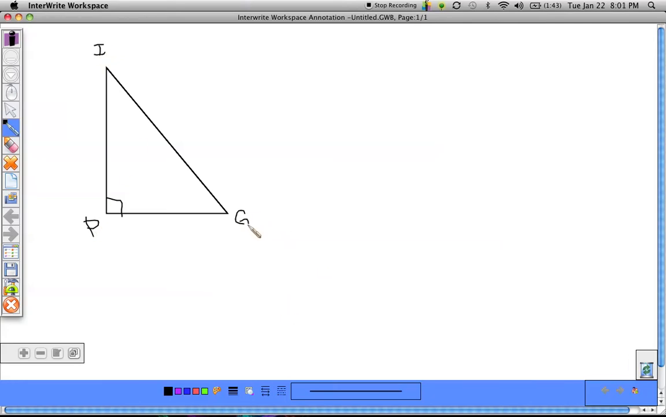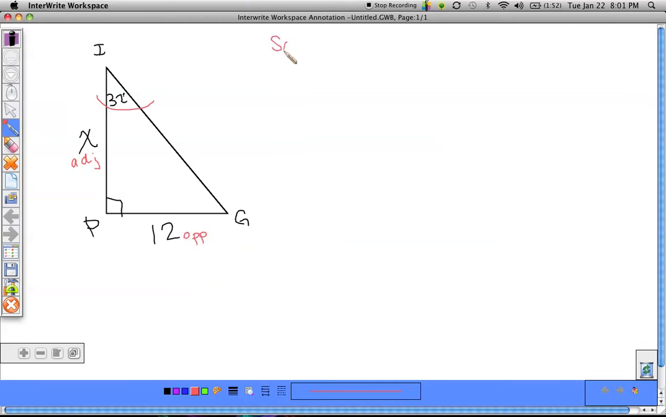So we'll label this pig, and I'm going to tell you that this side is x, and this side is 12. So then this angle in here is going to be 32 degrees. So if we're looking at this example, we are given angle I, so we're going to look at angle I. In relation to I, x is adjacent and 12 is opposite.